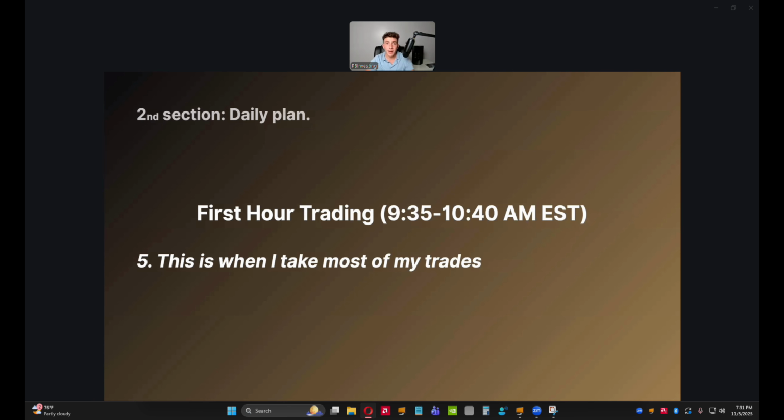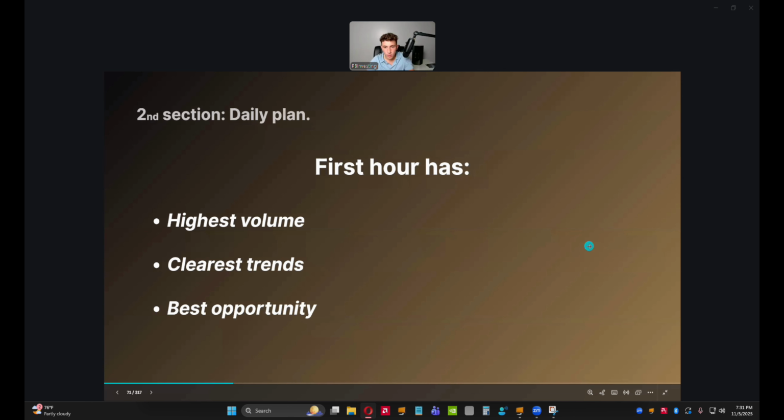One thing about me is my strategy works best in the first hour. So that's the only hour that I like to trade. First hour is also the most volatile hour. That's when the moves are most likely to happen. But also the first hour is the best opportunity, the clearest trends, and the contracts move the best, with the most volatility.